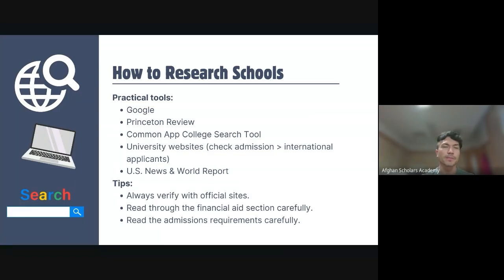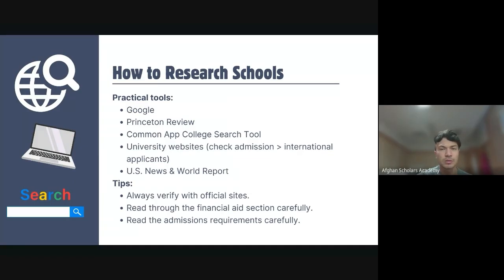I encourage you to go ahead and do this process by yourself, and go deeper. Look for the qualifications and the requirements, and that's better because you understand yourself better. See what you can do for yourself. Okay, and so Google, we all use Google every day. And Princeton Review is also a good resource.